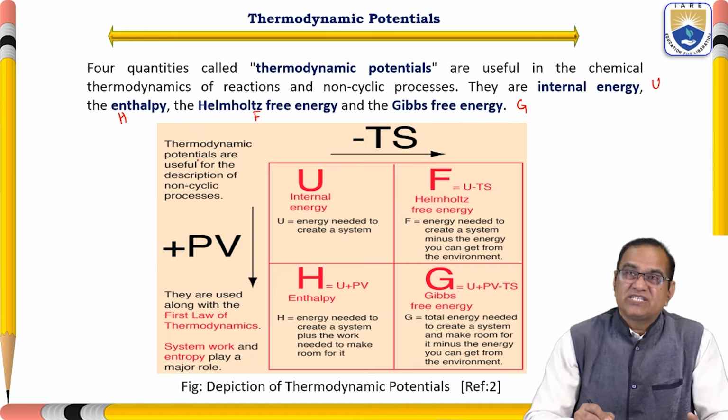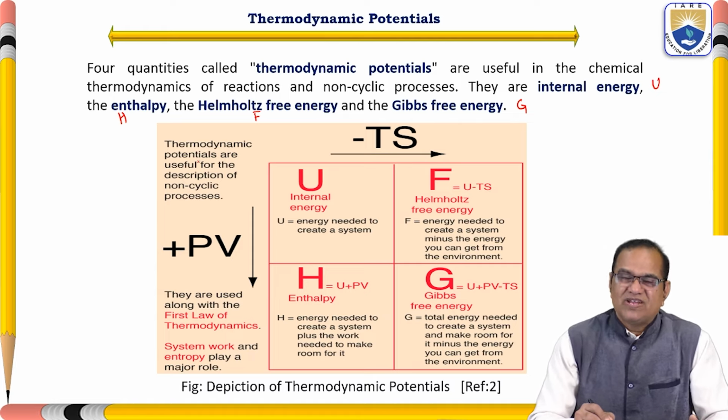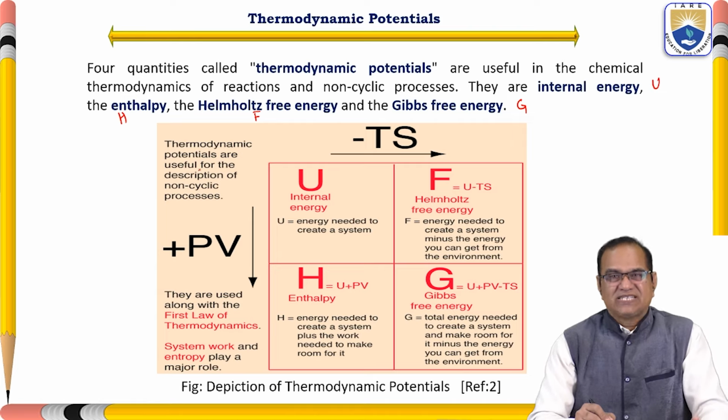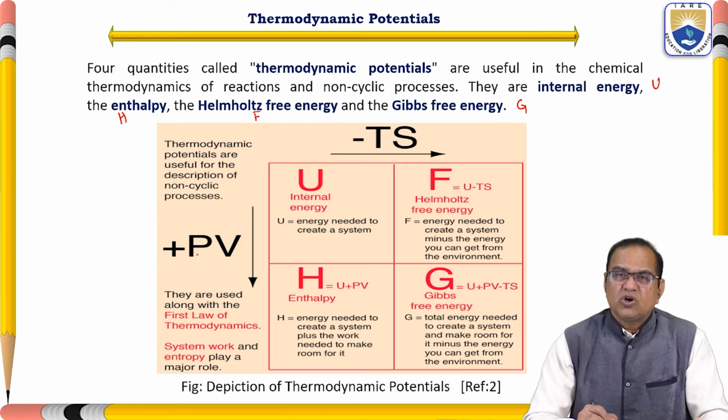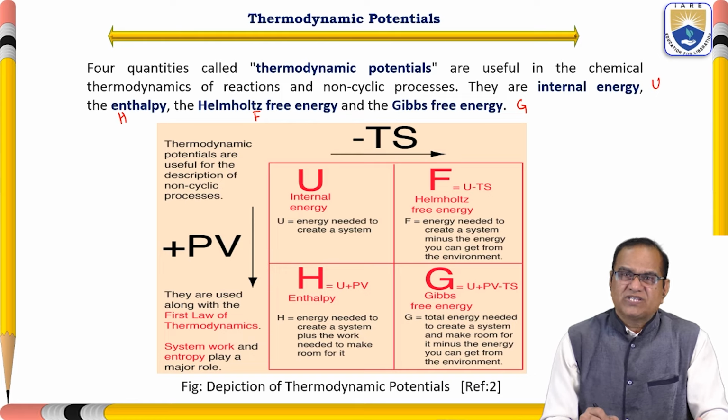In that situation, these thermodynamic potentials are very useful, and here it is described: U plus PV. They are used along with the first law of thermodynamics. System work and the entropy play a major role. So in this work and the entropy, TS and the PV, this is the work.